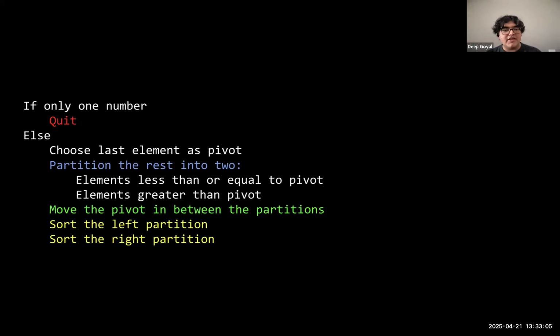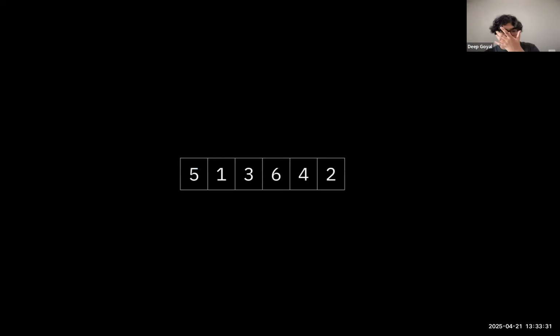The algorithm goes: if we just have a single number, we quit, or we choose the last element as a pivot. We partition the rest of the elements into 2. One half is going to have all the elements that are less than or equal to the pivot, and the right half is going to have all the elements that are greater than the pivot. And then we move the pivot in the middle, and then we sort the left and the right halves recursively.